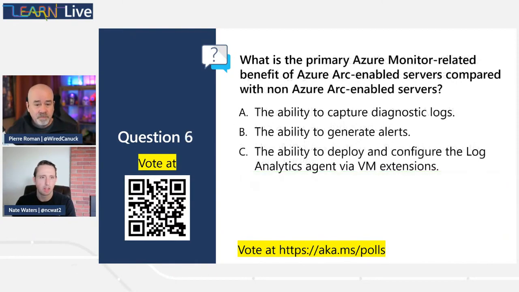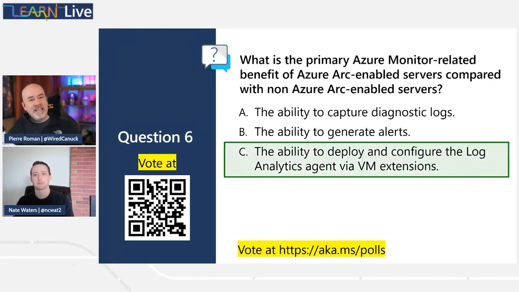Yep. And what's the primary Azure Monitor related benefit of Azure Arc-enabled servers compared with your non-Arc-enabled servers? You can capture diagnostic logs, generate alerts, or you can deploy and configure the Log Analytics agent via the VM extensions. Well, I think C makes B and A possible. Exactly. You can't get the logs unless you have the Log Analytics agent deployed via the VM extensions. It's like a chicken and egg thing.